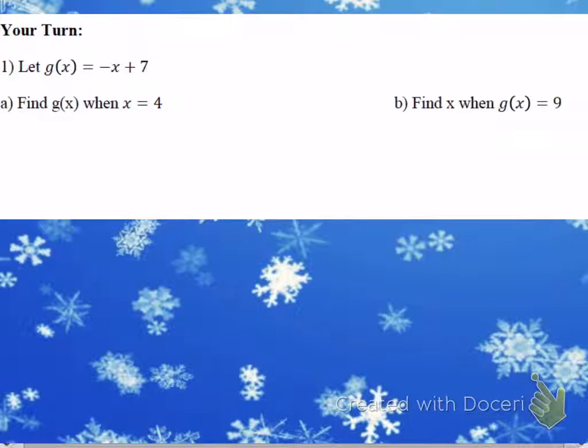All right, your turn to practice. So let g of x, remember that's another way of saying y, be equal to the opposite of x plus 7. Find g of x when x is 4. Enter your answer on Edpuzzle. I hope you got 3. When you input 4 for x, your output, g of x, is equal to 3.